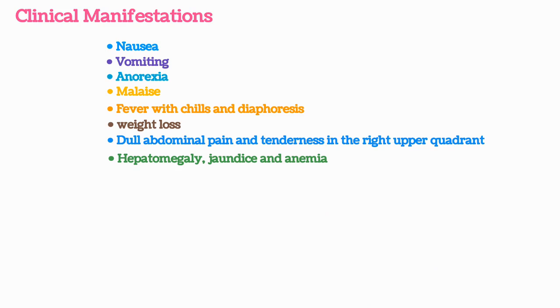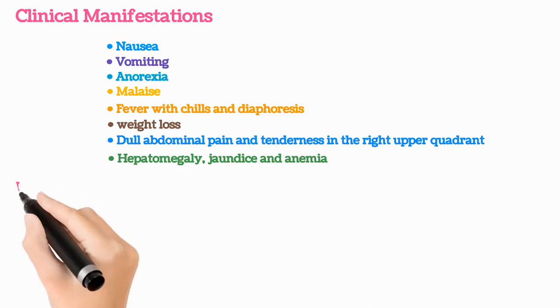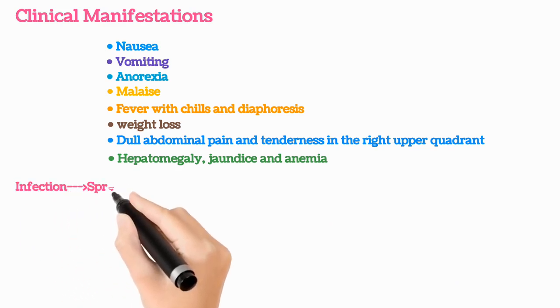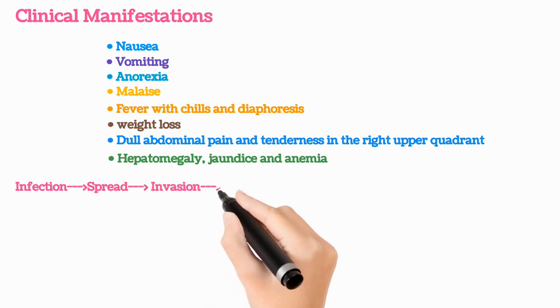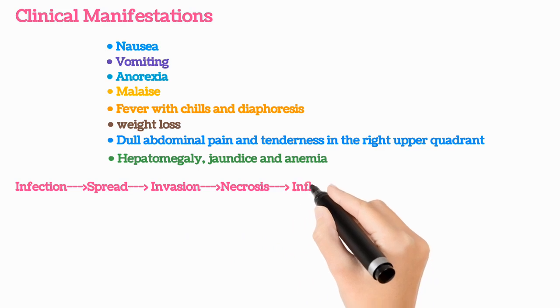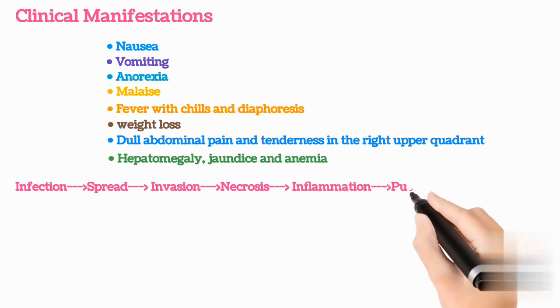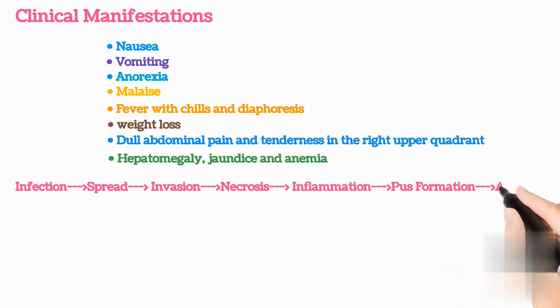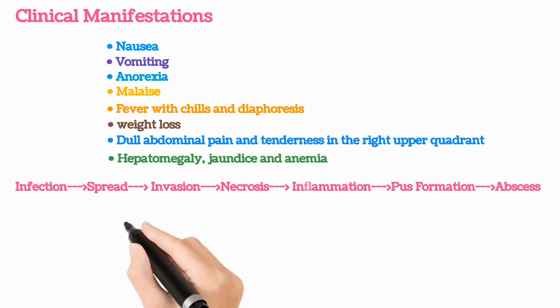So, let's tie it all together. A liver abscess begins with an infection. Infection spreads, bacteria invade, necrosis occurs, followed by inflammation resulting in a pus-filled abscess. Now, you have a solid grasp of the pathophysiology.